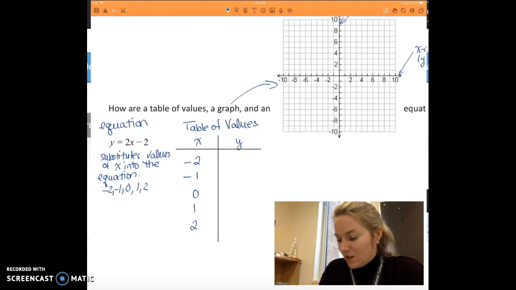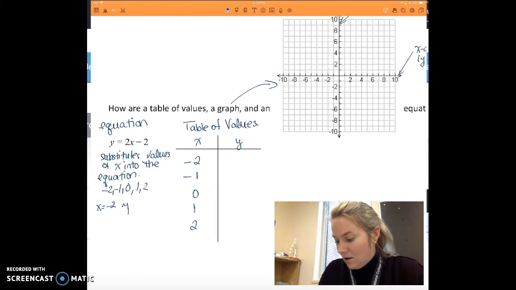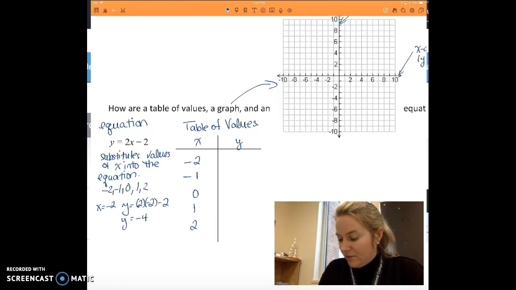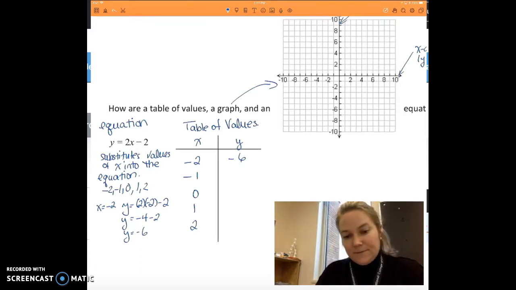So let's start working this out. If x equals -2, y equals 2 times -2 minus 2. Right? Because I substituted for x in the equation. So 2 times -2 is -4 minus 2. Y equals -6. So the y value is -6.